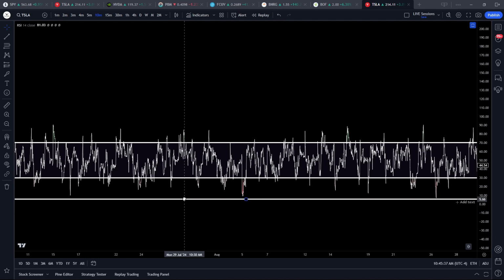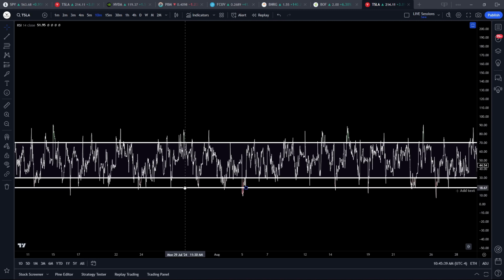I can say, you know what? It looks like it tapped this area a little bit more than it did here. So maybe this zone, we're making this like a zone, is the area of value for me. So anytime it gets in this zone, that's where I'm looking.